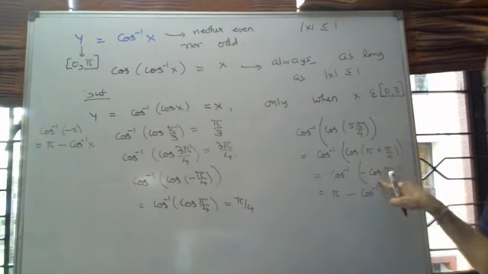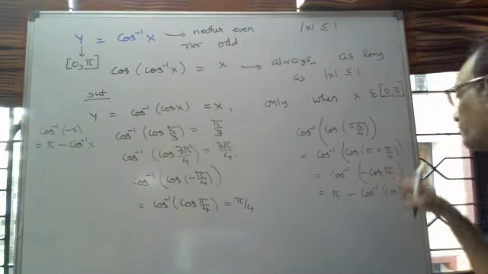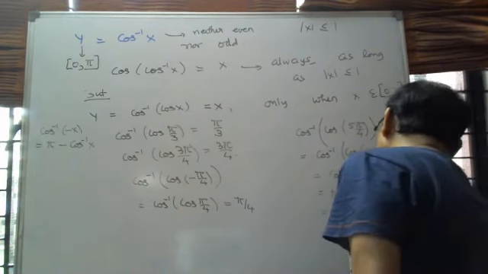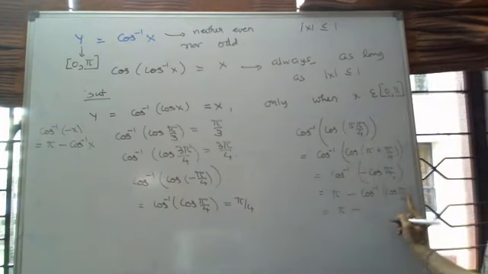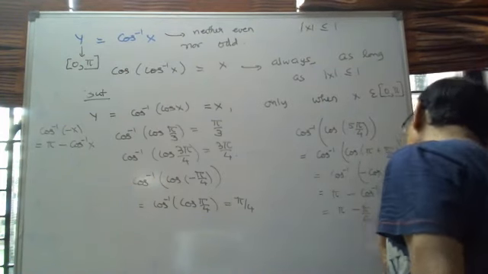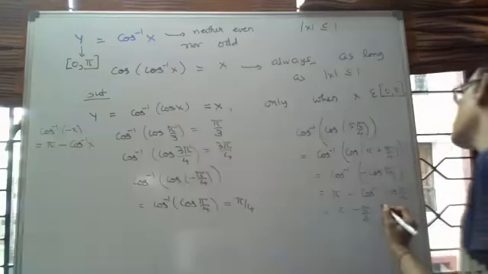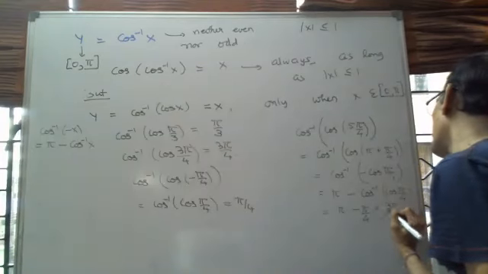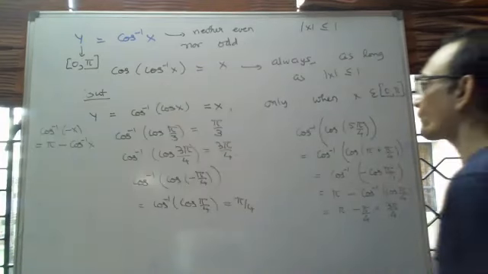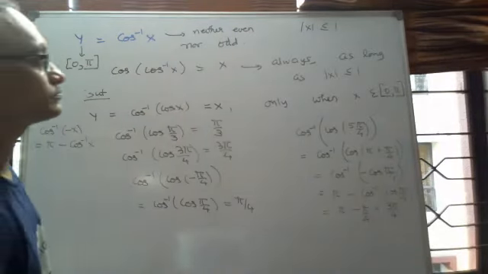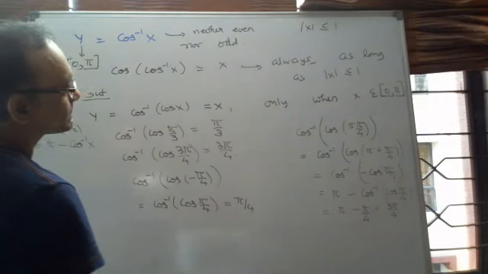Here x is cos pi by 4. So this is pi minus cos inverse cos pi by 4. Now there's no problem. Cos inverse cos pi by 4 will be pi by 4, because pi by 4 belongs to this interval. So this will be 3 pi by 4. Yes or no? Got it?